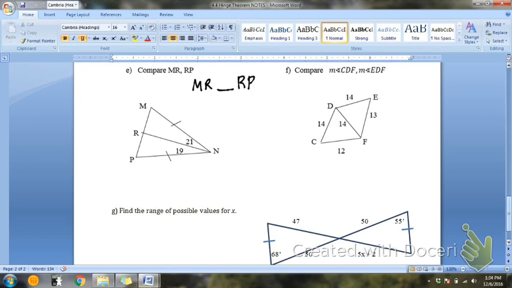Okay, same concept exists. Find the two congruent sides. They've already marked one of them congruent, right? What else should we be marking congruent in this diagram? The middle one, right? And then that means I'm talking about 19 and I'm talking about 21. Which one is smaller, 19 or 21? 19. So we're going to write 19.